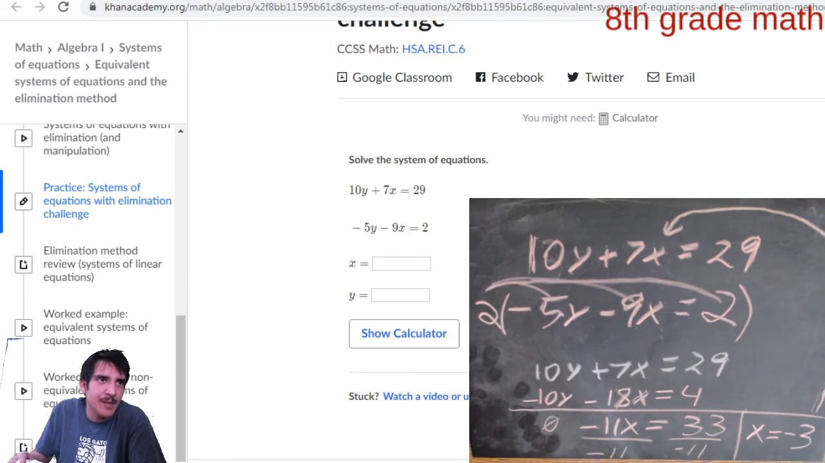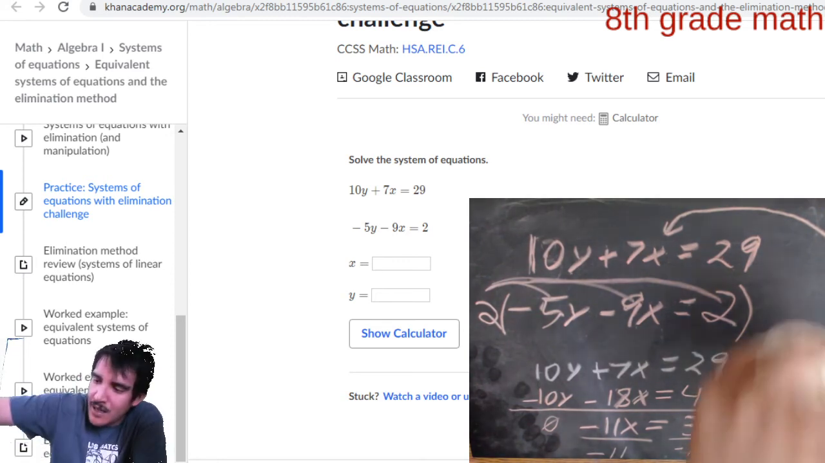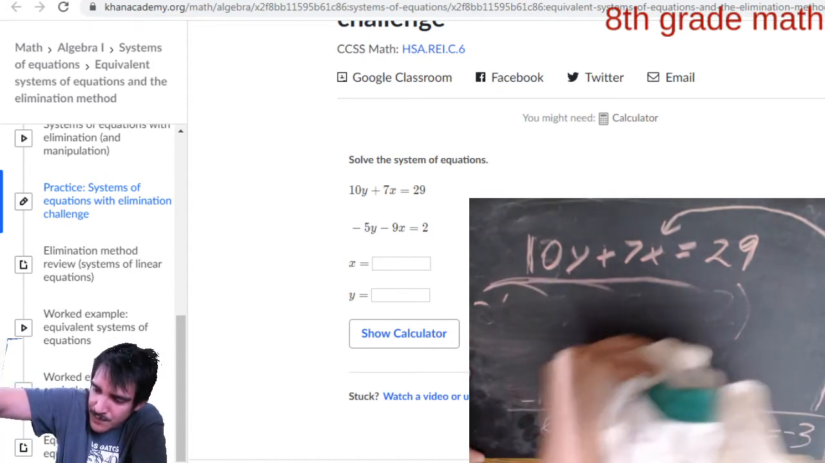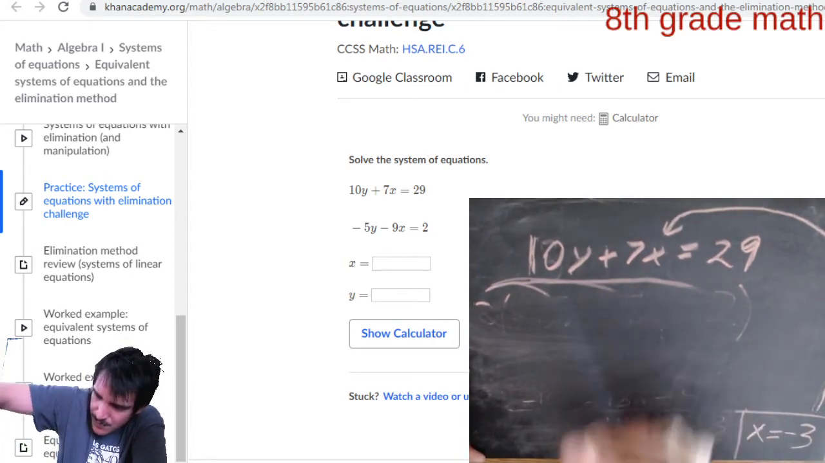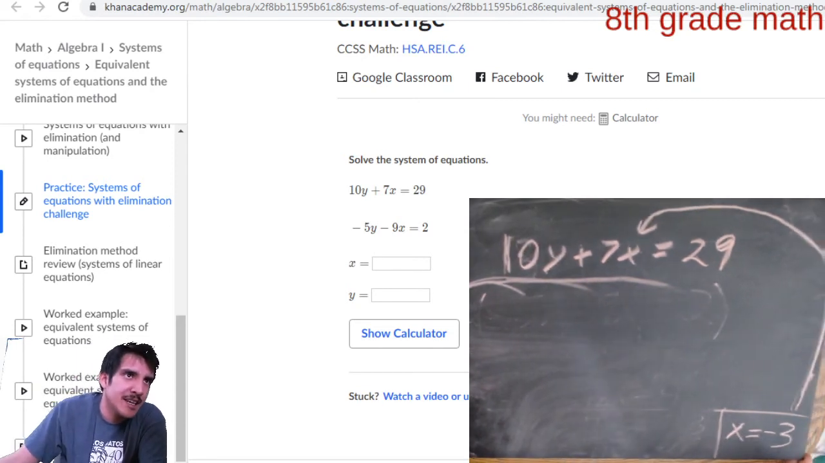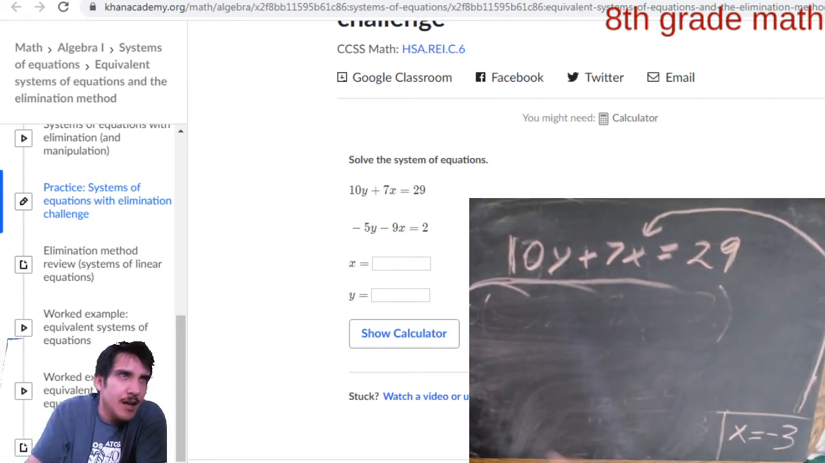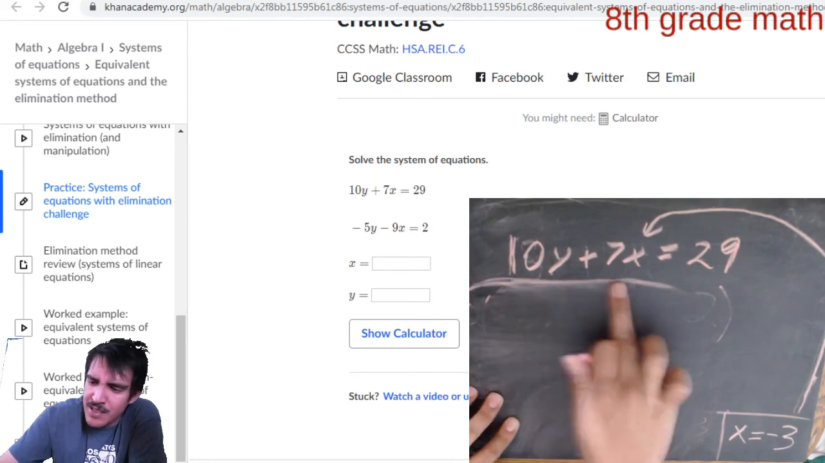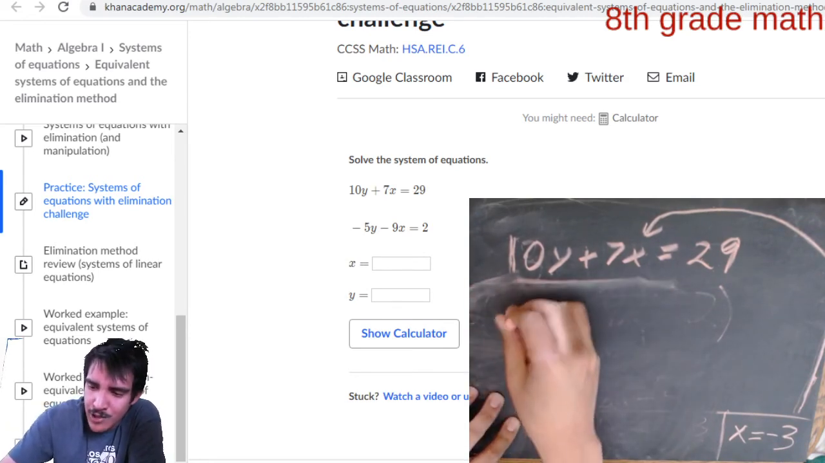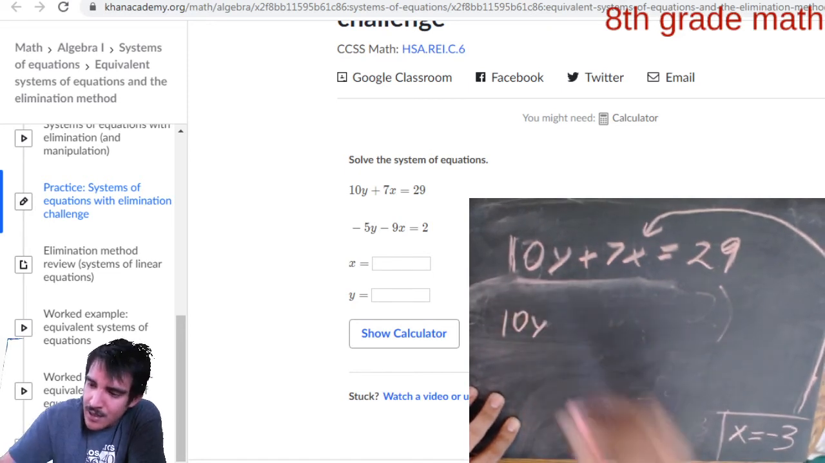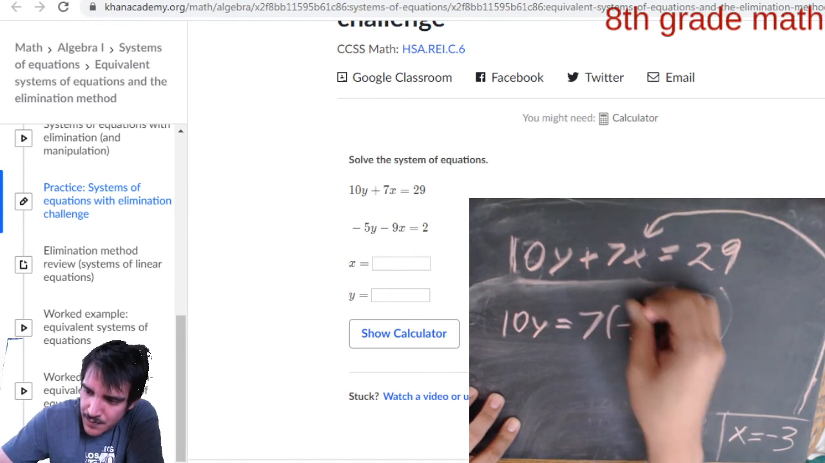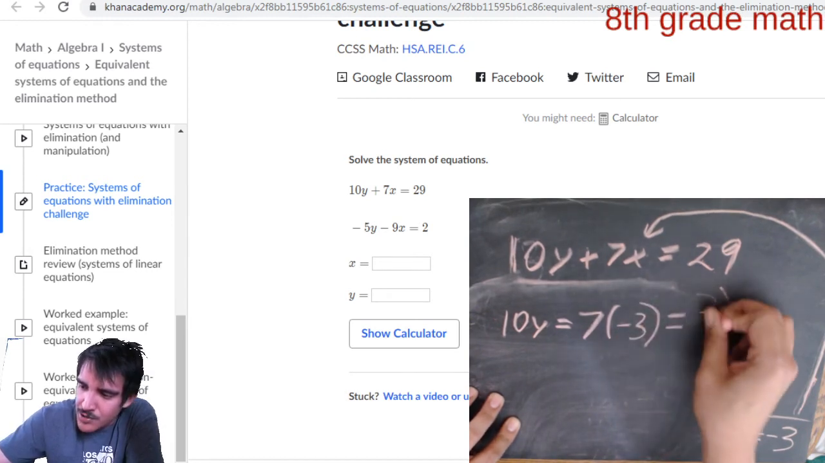But anyway, I'm going to take that x equals negative 3 and input it to the original equation. Okay? The good thing is that you can rewind the video so you can see exactly what I did. Let's input that value of negative 3 into the equation, yes? So let's rewrite the equation. 10y equals 7 times negative 3 equals 29.